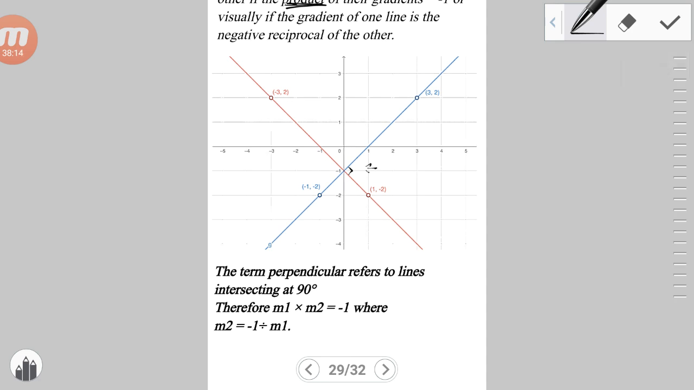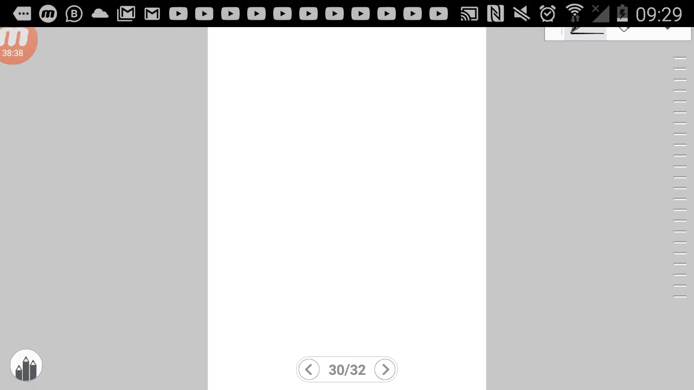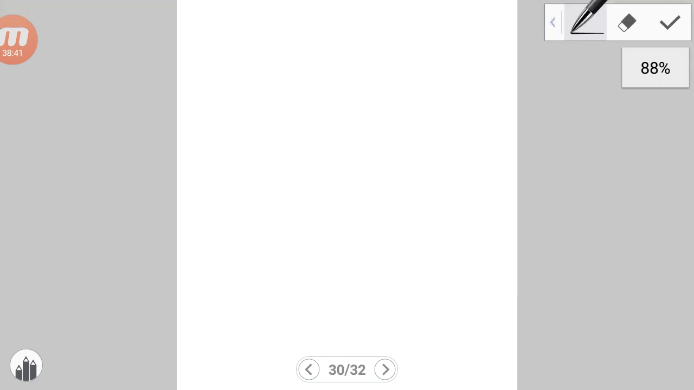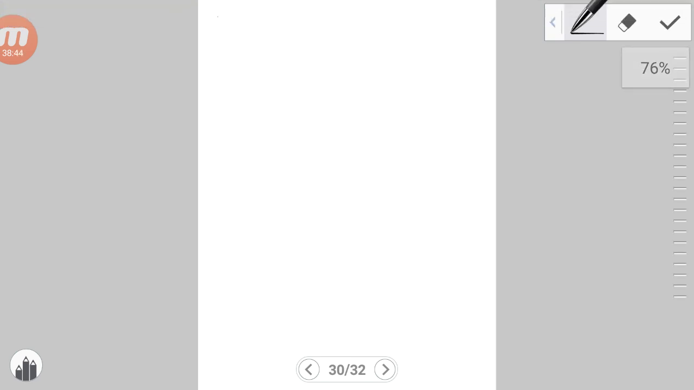So the formula, if you want to calculate the perpendicular gradient using the original gradient, is that you divide -1 by the original gradient, and you'll get the perpendicular gradient. Now, there's actually a legal method where we can avoid the whole concept of m1 times m2 equal to -1. That is really good to know though.